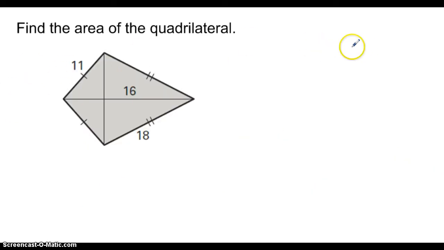Okay, so next problem, find the area of the quadrilateral. Let's determine what type of quadrilateral it is. We can see that we have two pairs of consecutive congruent sides. Therefore, this is a kite.